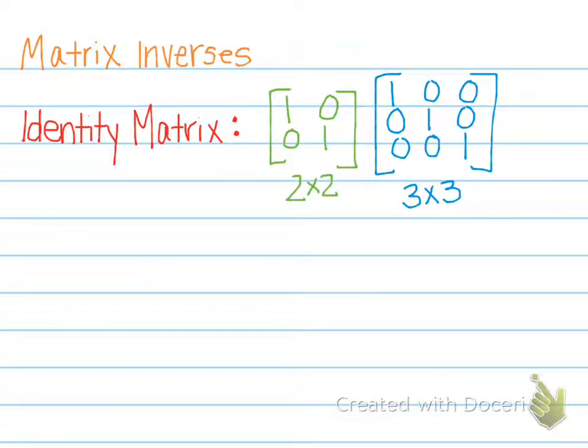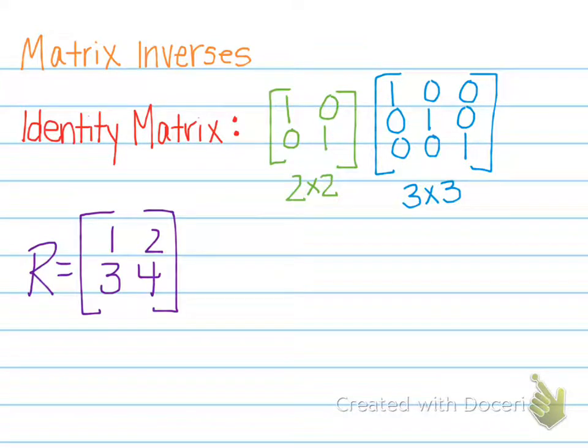What makes it the identity matrix is the fact that going from left to right, top to bottom, there's a diagonal of the number 1 and all other entries are 0. So if you made a 4 by 4, you would have 4 ones going diagonally down, and then every other entry would be 0.